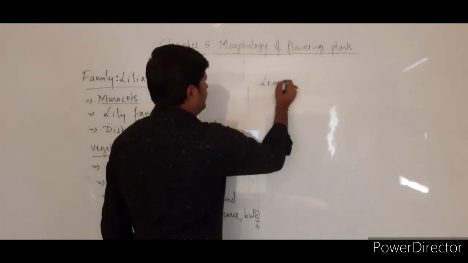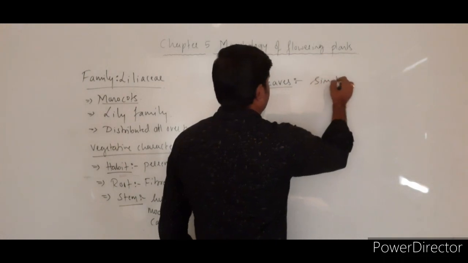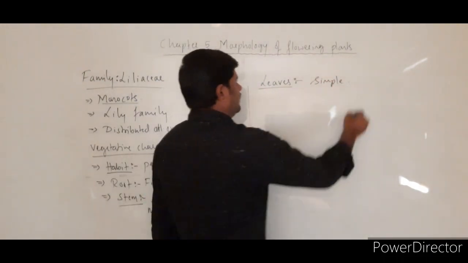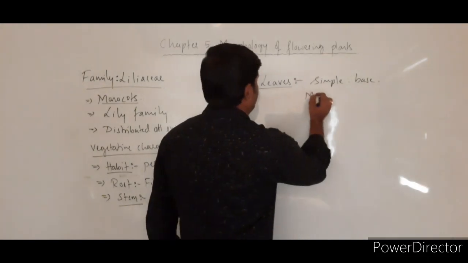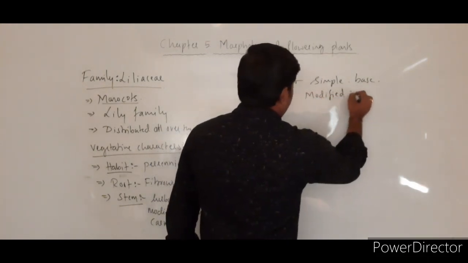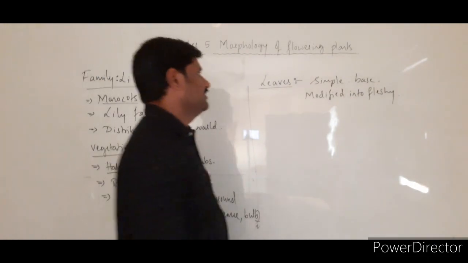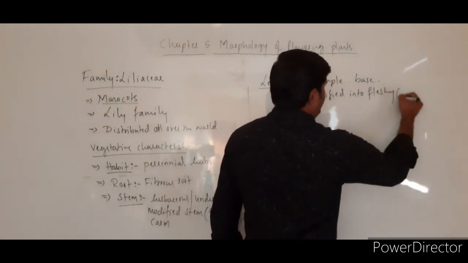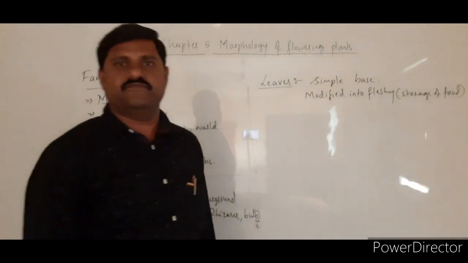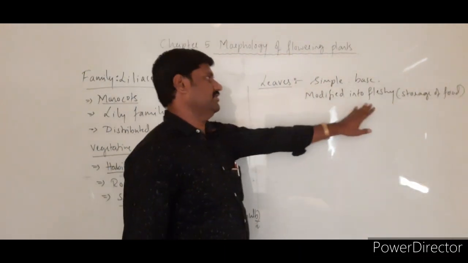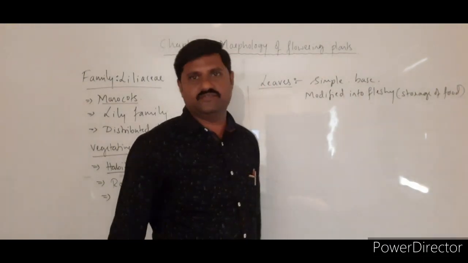So how are the leaves? Simple leaves, and they arise from the base itself, right? So leaves are modified over here into fleshy leaves. In case of onion, they are fleshy in nature and meant especially for storage of food, right? Fleshy, so scale leaves they are commonly known as. So that kind of leaves these are.